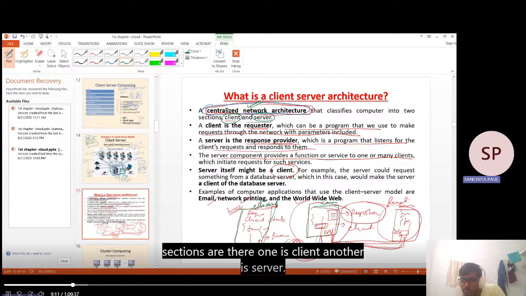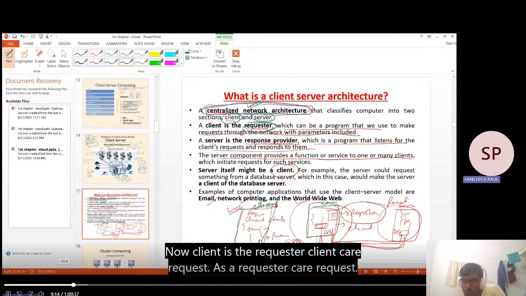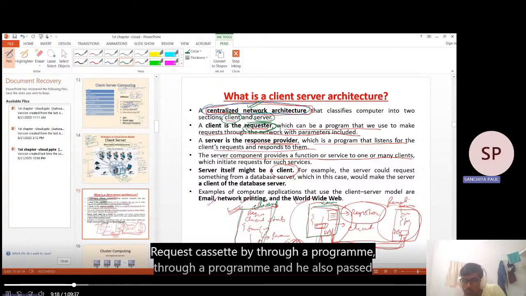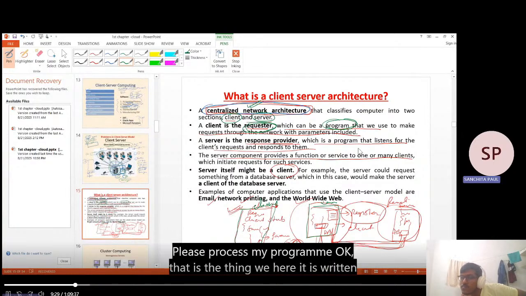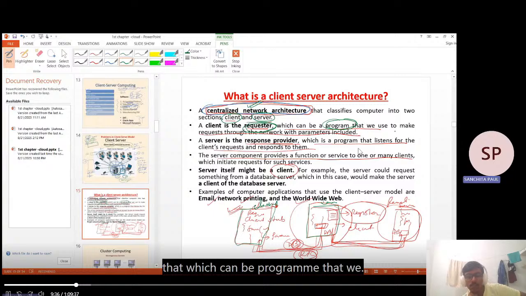Now the client is the requester. What does the client do? It works as a requester. How does it request? Through a program, and it also passes the parameter with the program that it cannot process: Server, please process my program. Okay, that is the thing. Here it is written which program we use to make a request.